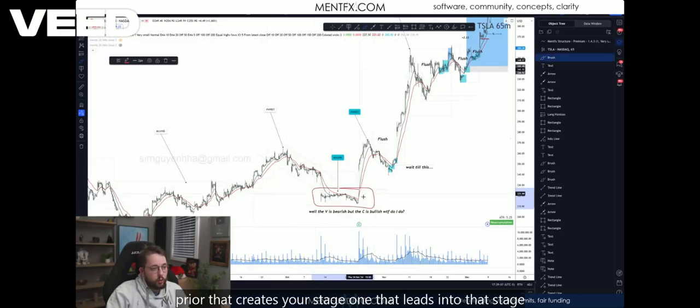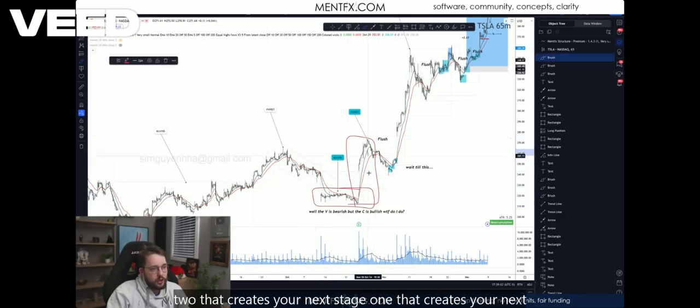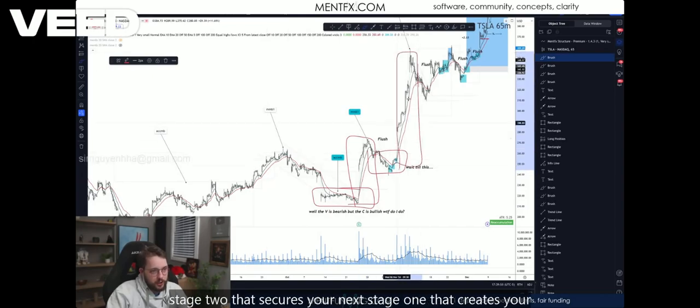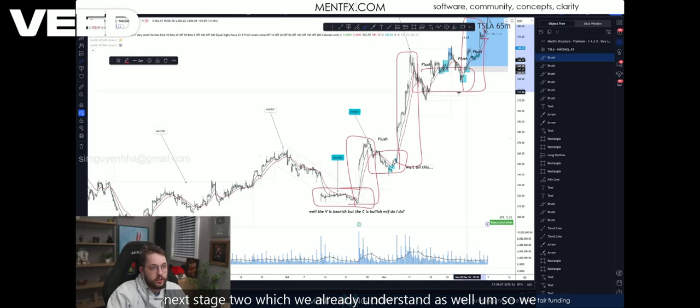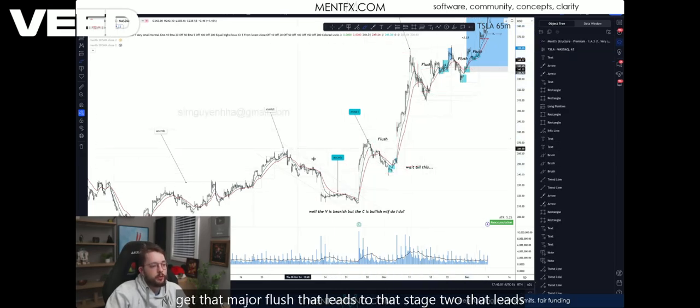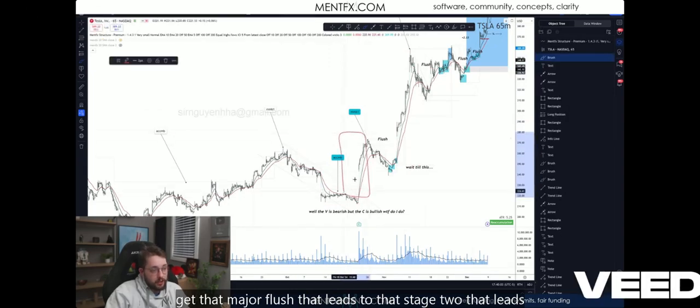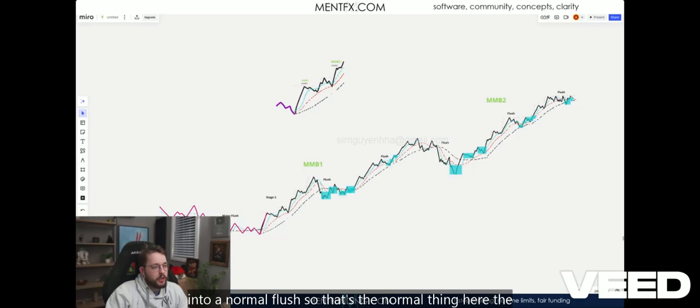That creates your stage 1. That leads into that stage 2. That creates your next stage 1, which creates your next stage 2, which creates your next stage 1, which creates your next stage 2, which we already understand as well. So we get that major flush. That leads to that stage 2. That leads into a normal flush. So that's the normal thing here.